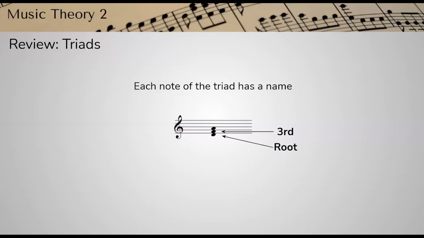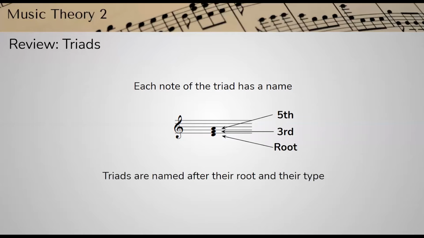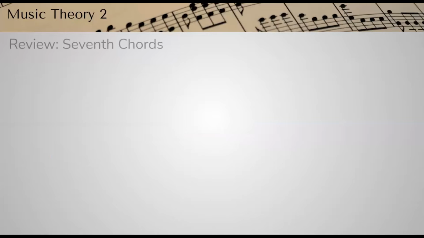The note that's in the middle, that's a third above the root, is called the third of the chord. And then finally, the note that's on top, the one that's a fifth away from the root, is called the fifth of the chord. Okay? And triads are always named after their root and their type. So since the root of this chord is D, and it is a minor triad, we simply call it a D minor triad. Okay? So those are triads.